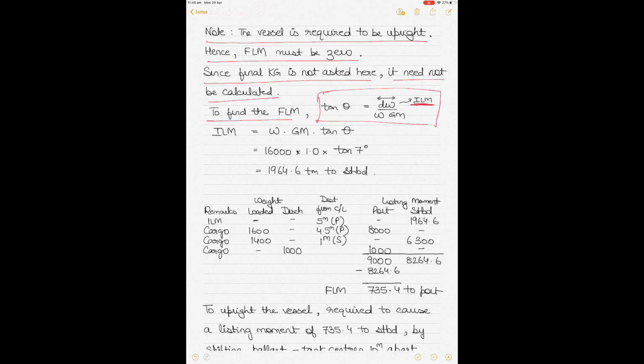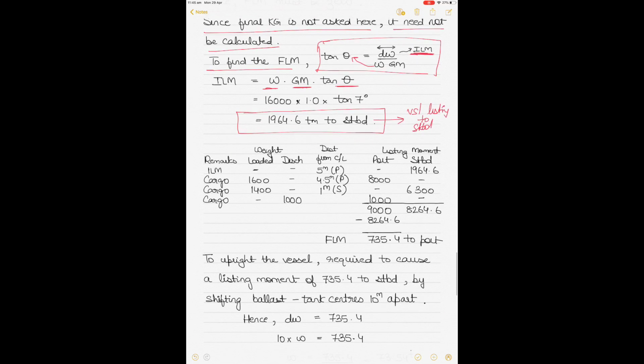In this case, because tan theta equals dw by w by gm, you transpose the formula. So for the initial listing, take w by gm, because w, that is displacement, gm and tan theta are given to you. So your initial listing moment is 1964.6 tons meter to starboard, because the vessel is listing to starboard at the beginning of the question. So when you are summarizing the operations here, you already have an initial listing moment of 1964.6.